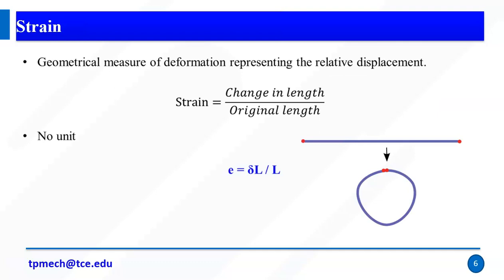We know that the geometrical measure of deformation, representing the relative displacement, is nothing but our strain. If the object is subjected to any pressure or stress, then the object may change, with variations in the cross section. So we can say it's a strain. Strain is nothing but change in length by original length. Both are in the same unit, so strain has no unit, right? So delta L by L, change in length by original length.